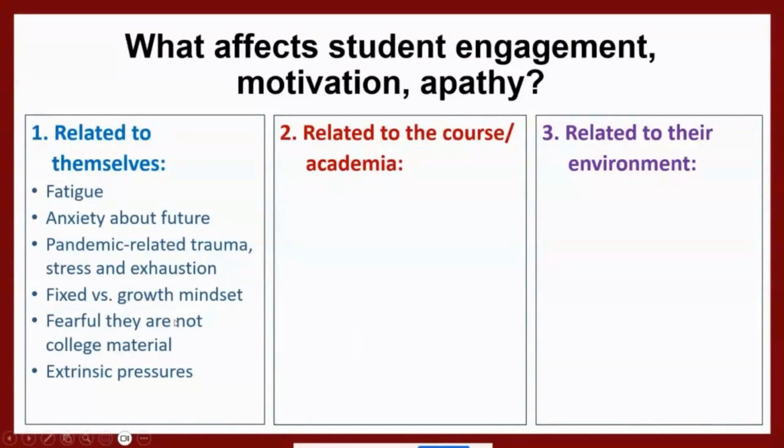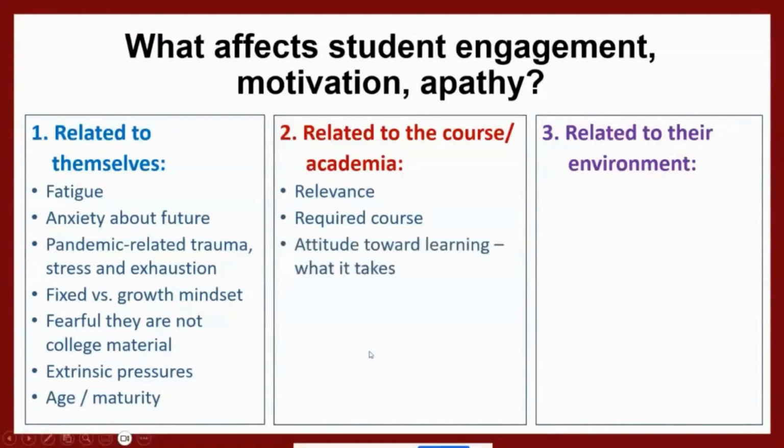So those are related to themselves internally, related to the course and to academia. The relevance. Is it a required course or not? Whether they want to take it or not, because it's not in their major, it's still required. It's a Carolina core. Attitude towards learning. Do they know what it takes and how to learn? That's a huge part of this. And I'll touch on this in a little bit as well.